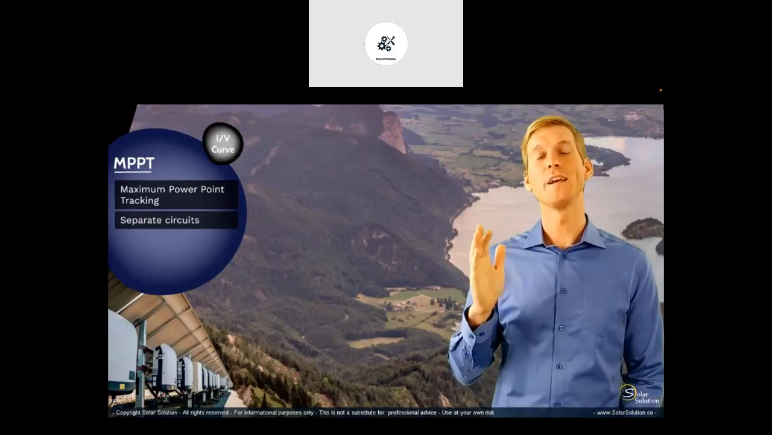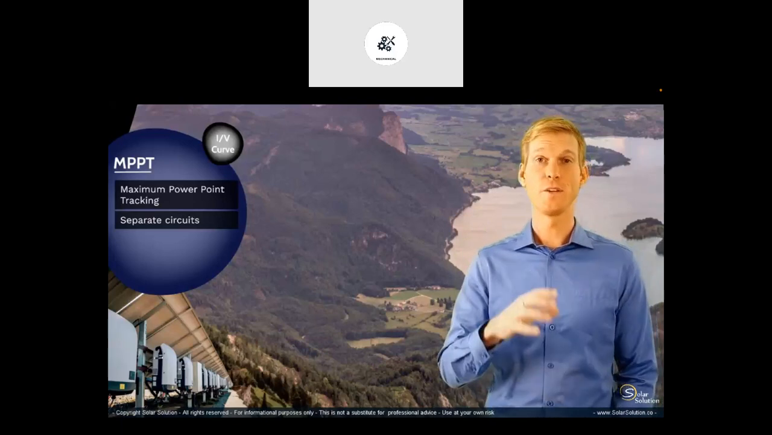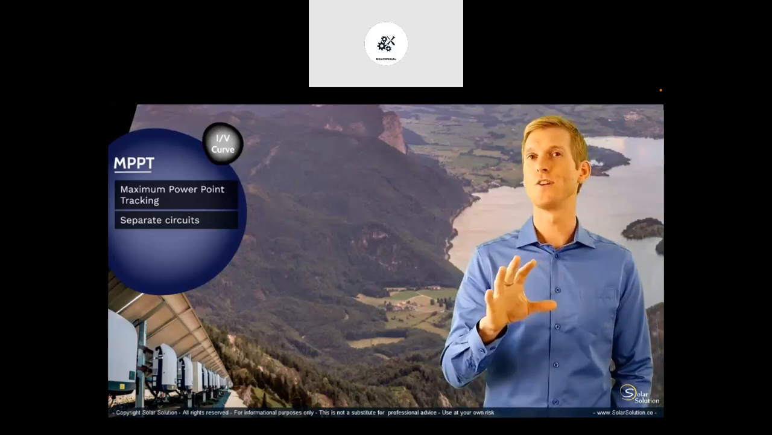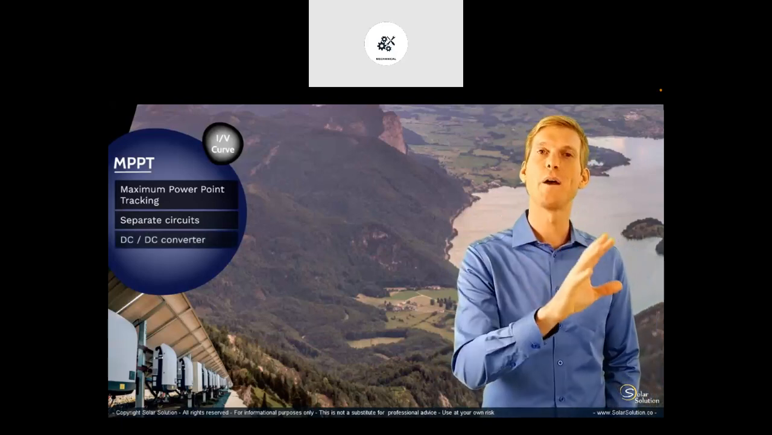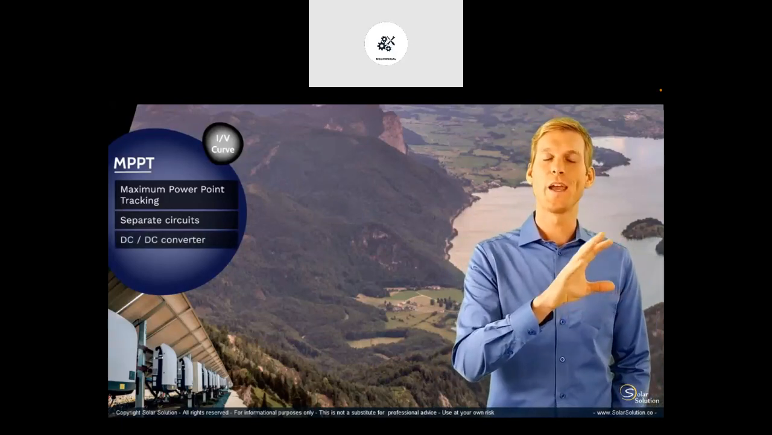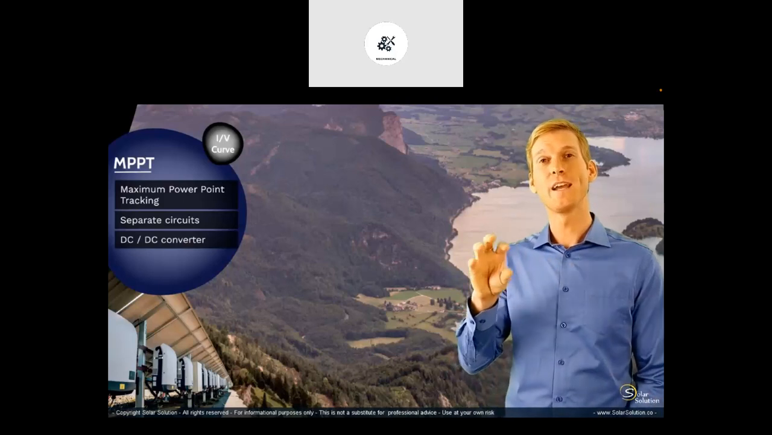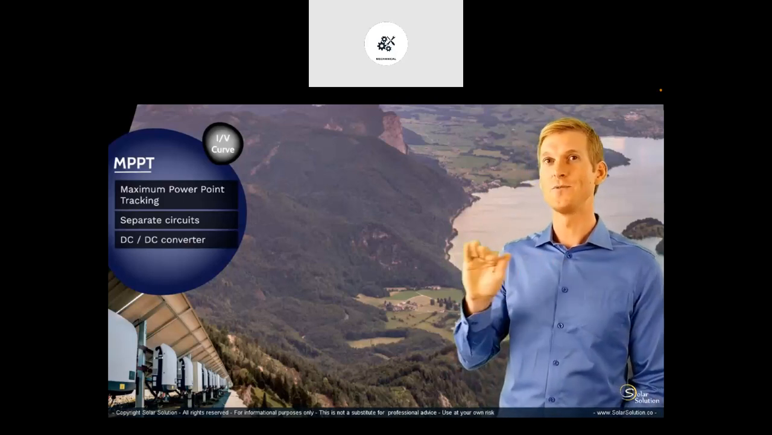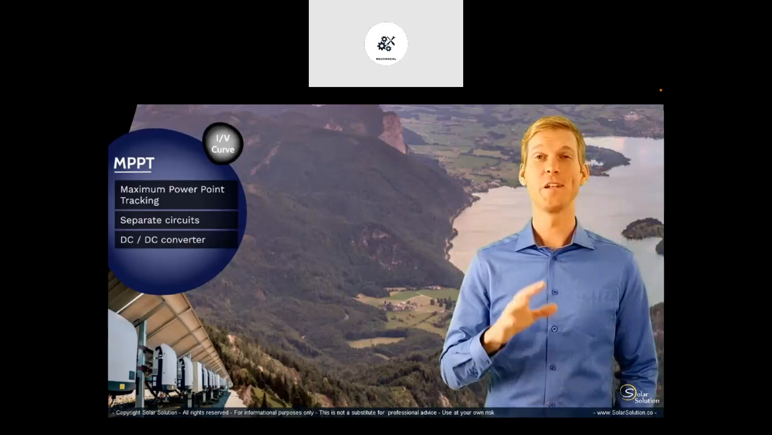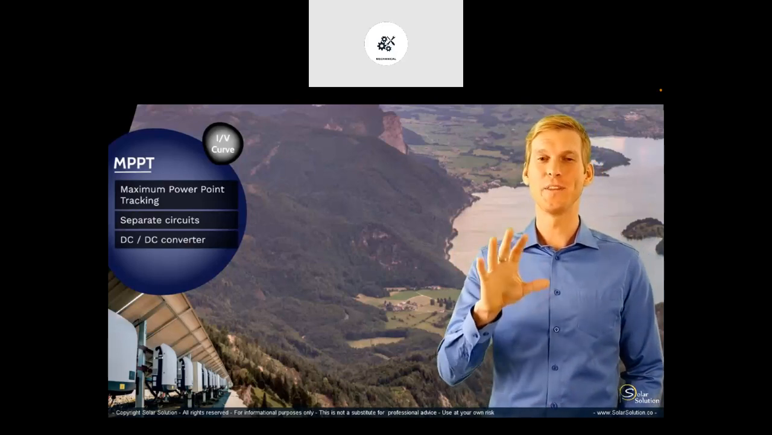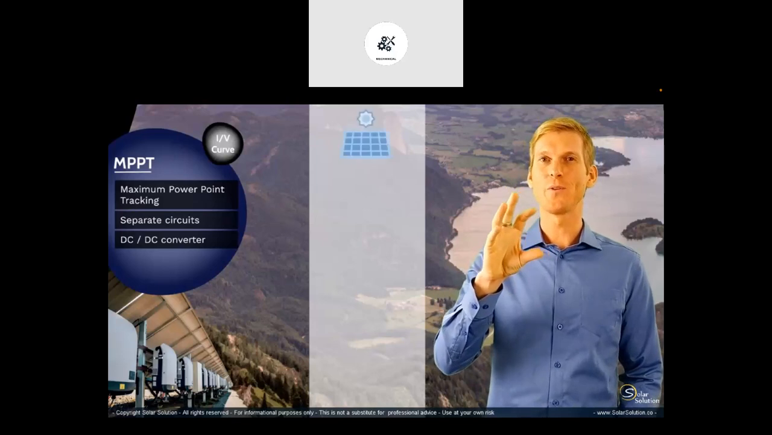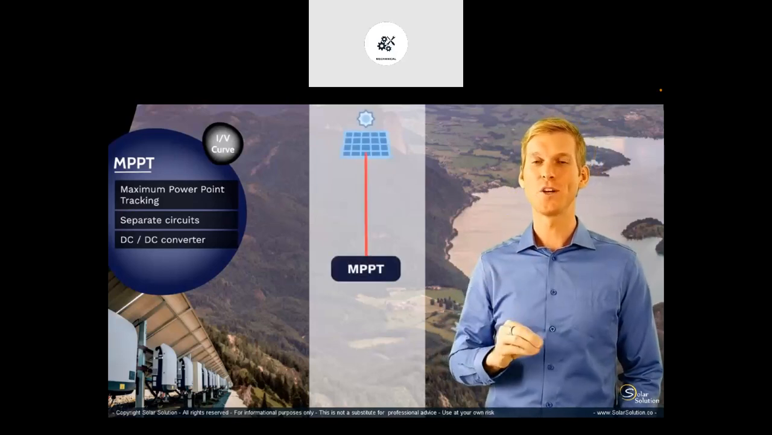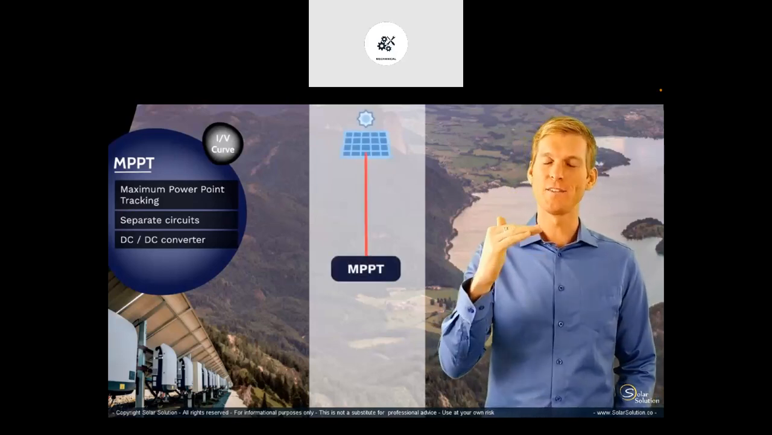So the key feature of MPPT charge controllers is that they have two different kinds of circuits inside the charge controller. One on the side of the source, on the side of your solar panel, and the other on the side of your load, on the side of your battery. You could therefore describe this kind of solar charge controller as a DC to DC converter. It takes the DC power from the solar panel and converts it into a different kind of DC power that it sends towards your load, towards your battery.